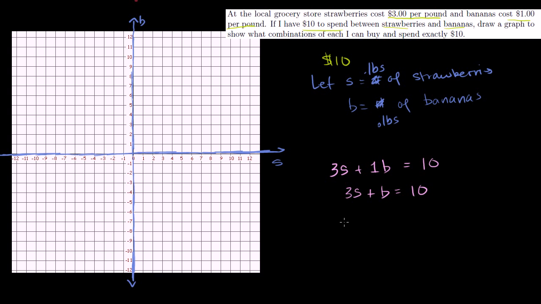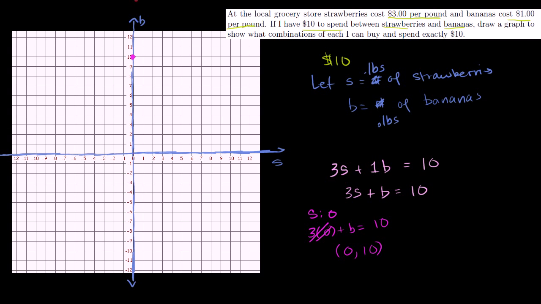Now let's plot this. So let's look at the situation where I get no strawberries. So my pounds of strawberries are 0, what does this equation become? It becomes 3 times 0 plus b is equal to 10. That's just 0. So b will be equal to 10. So I would have the point 0 pounds of strawberries. I could get 10 pounds of bananas. So if I get 0 pounds of strawberries, I can get 10 pounds right there of bananas.